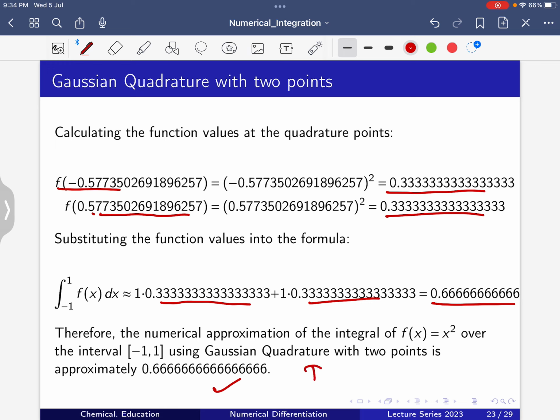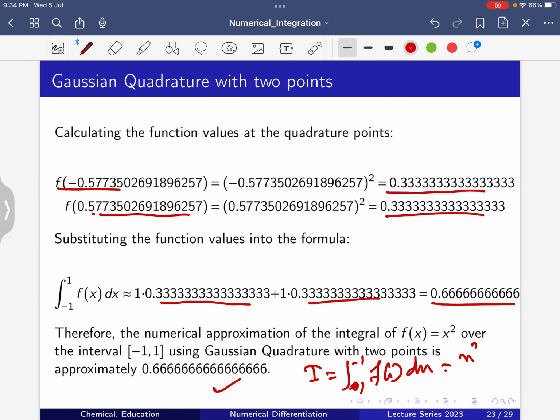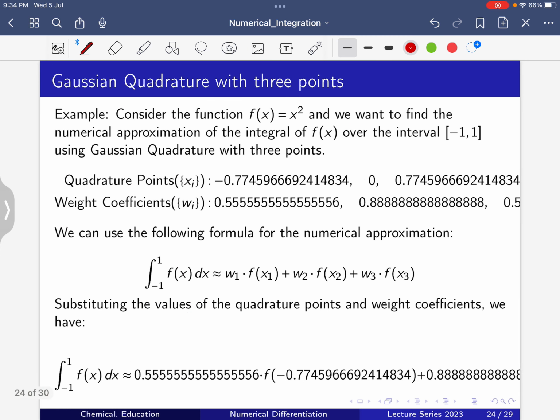So we know that I from -1 to 1 of f(x) dx, here that will be x cube by 3. So that will be 1 by 3 plus 1 by 3, that will be 2 by 3, so that will give the perfect result. So that is 0.66, the perfect result.